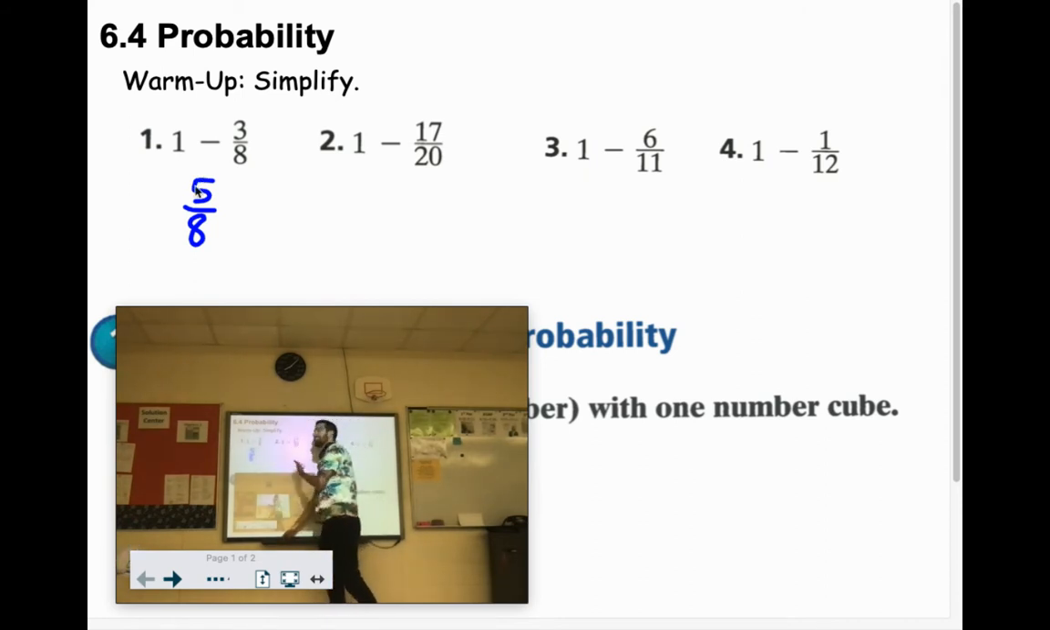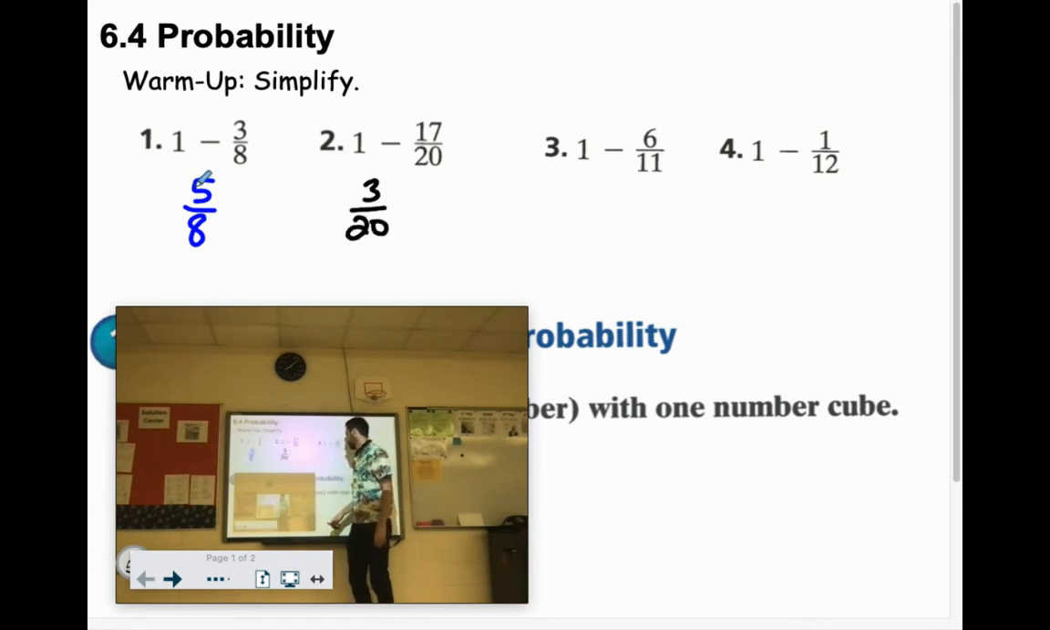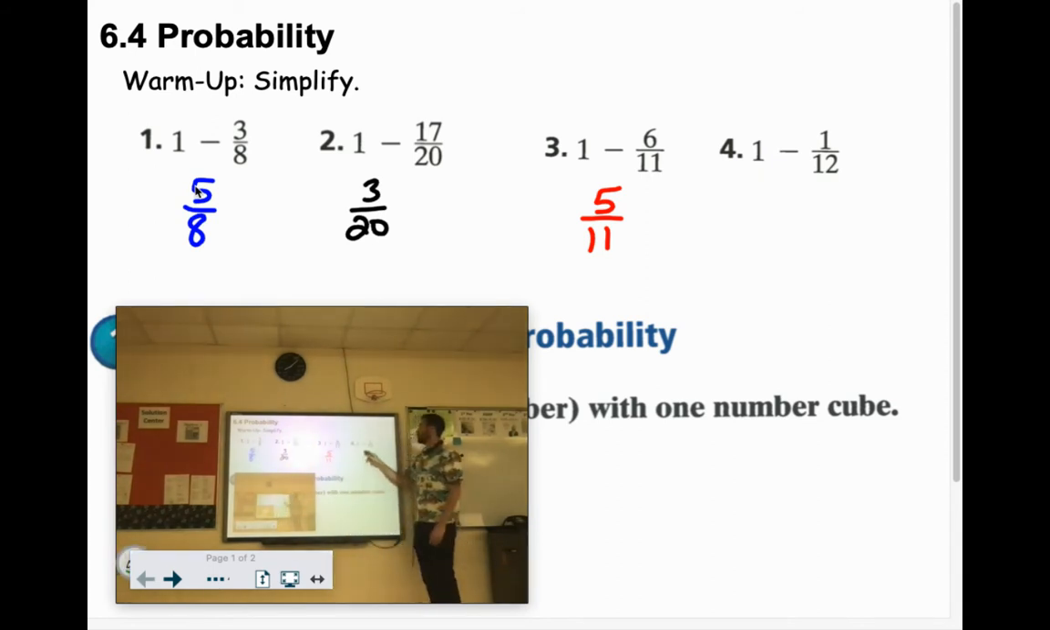So 1 minus 17/20ths, if we have 17 of 20, that means 3 are missing. 1 minus 6/11ths, well, 5/11ths are missing. And 1 minus 1/12 would leave us with 11/12ths.